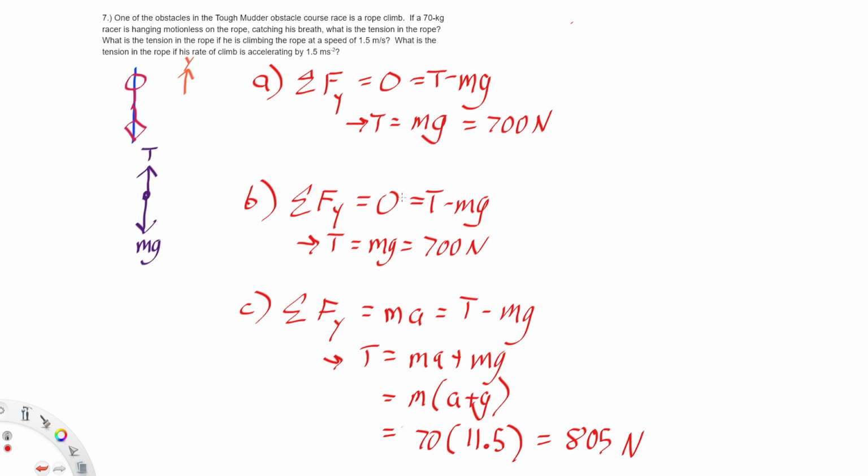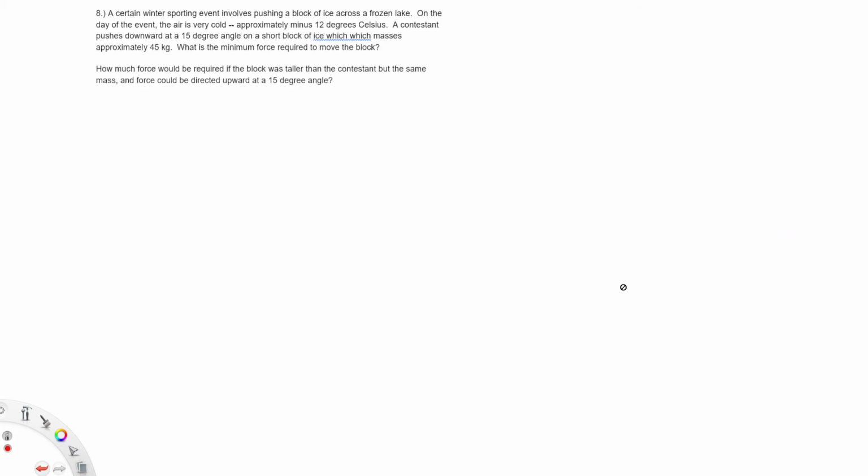Either way, I think I only made part B worth 1 point. So if you missed part B and got everything else fine, that's 5 out of 6. All right.